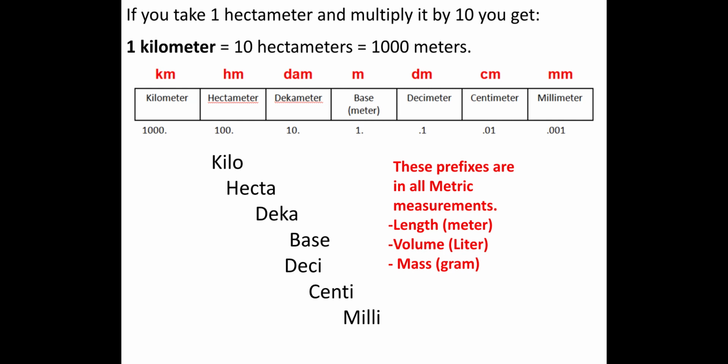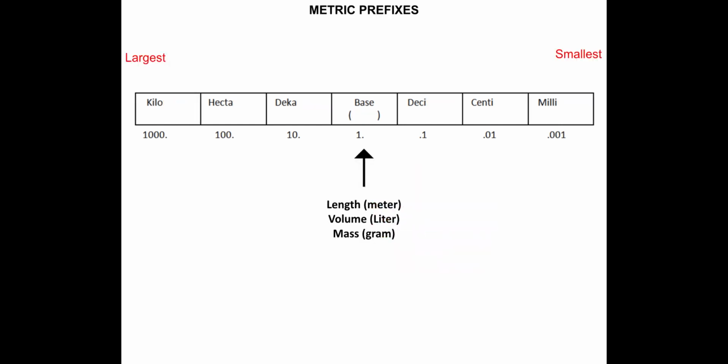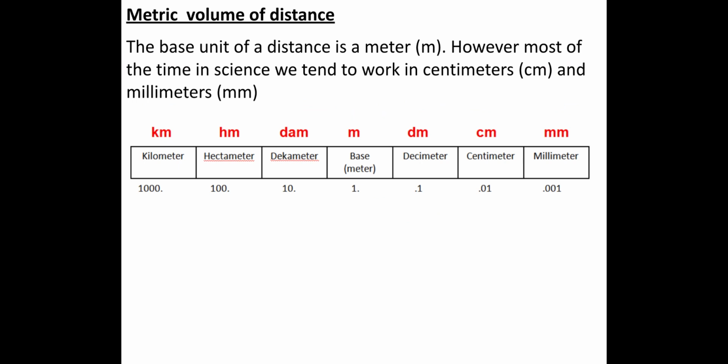So all those prefixes have a meaning, as you can see beneath these boxes. The kilo means 1,000, the hecto means 100, the deca means 10. The base one just means one. And the deci means 0.1, centi means 0.01, and milli means 0.001. So you can put any base unit in there. The base unit of distance is a meter. However, most of the time in science, we tend to work in centimeter or millimeter.